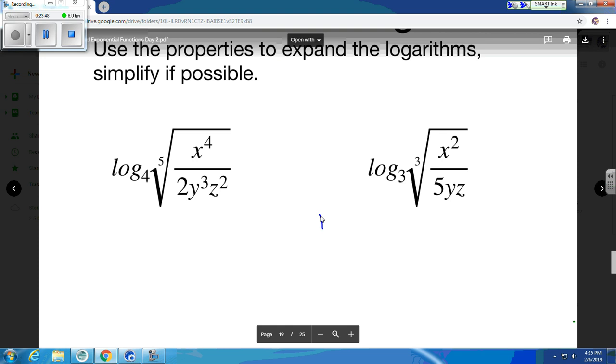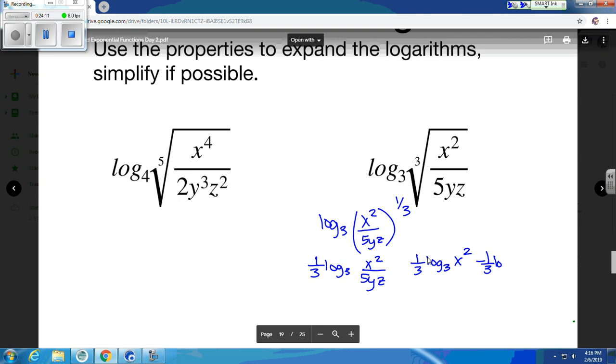Next radical problem, log base 3 of x squared over 5yz to the 1/3 power. I'll have 1/3 log base 3 of x squared over 5yz. That'll give me 1/3 log base 3 of x squared minus 1/3 log base 3 of 5 minus 1/3 log base 3 of y minus 1/3 log base 3 of z.